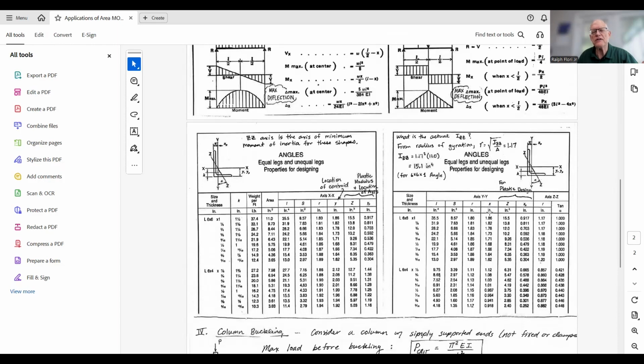This is an introduction to how you use area moments of inertia in mechanics of materials and why we're studying them now in statics.